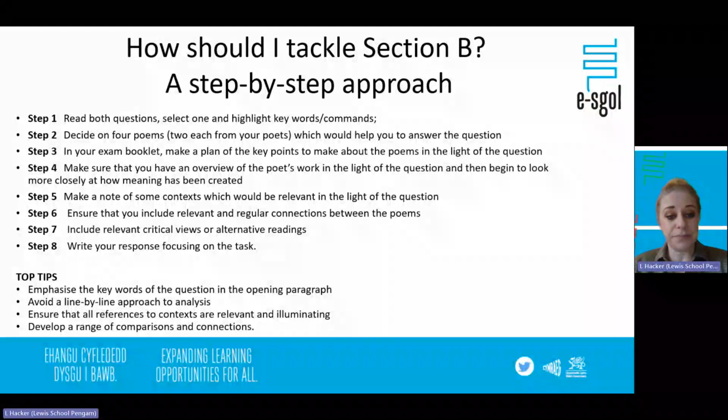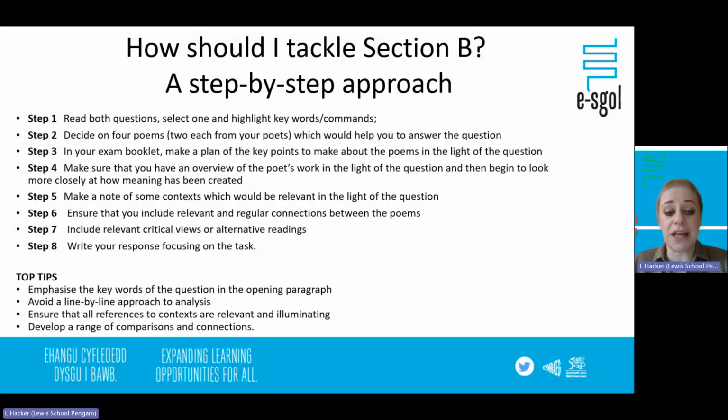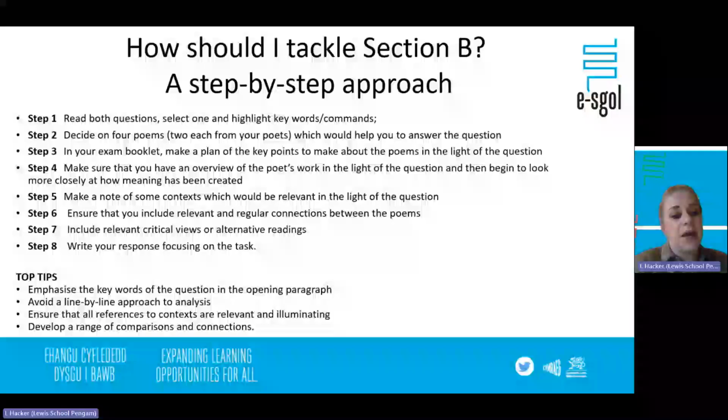So some top tips then. Emphasize the keywords of the question in the opening paragraph of your essay. That signposts to the examiner that you are focused from the outset and you know exactly what it is that you're meant to be exploring in this written response.